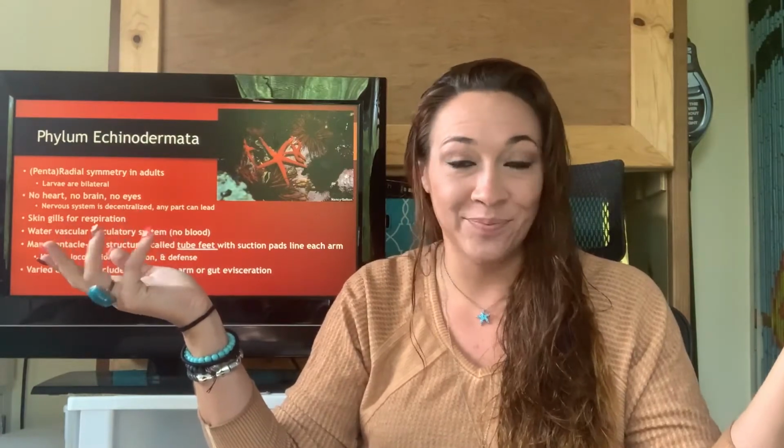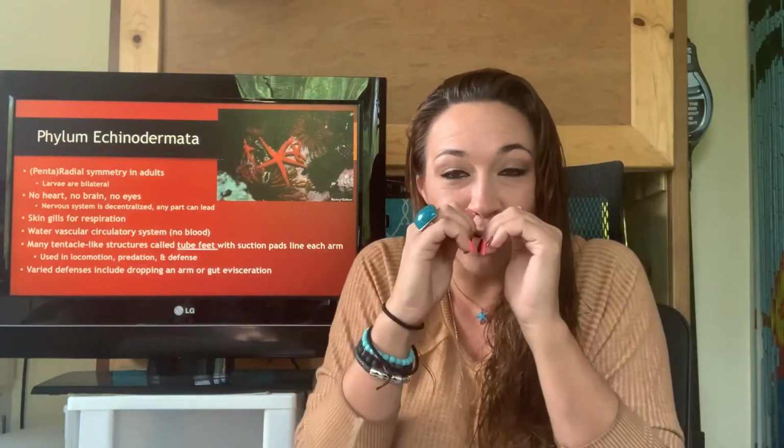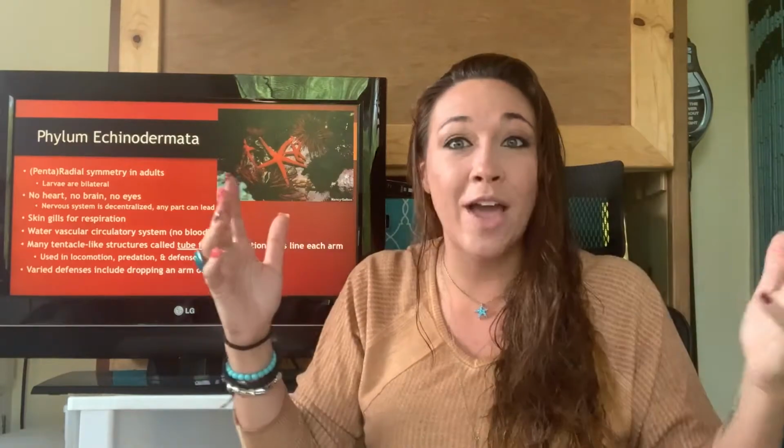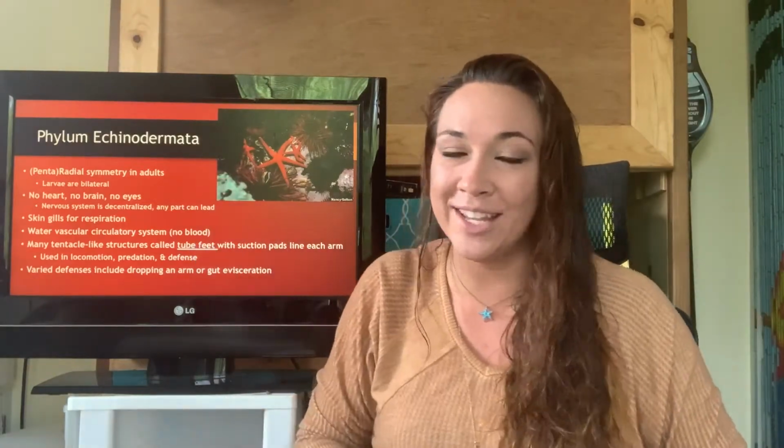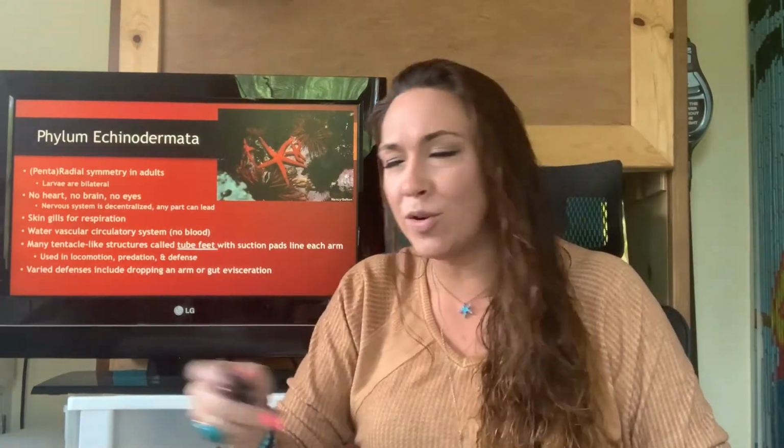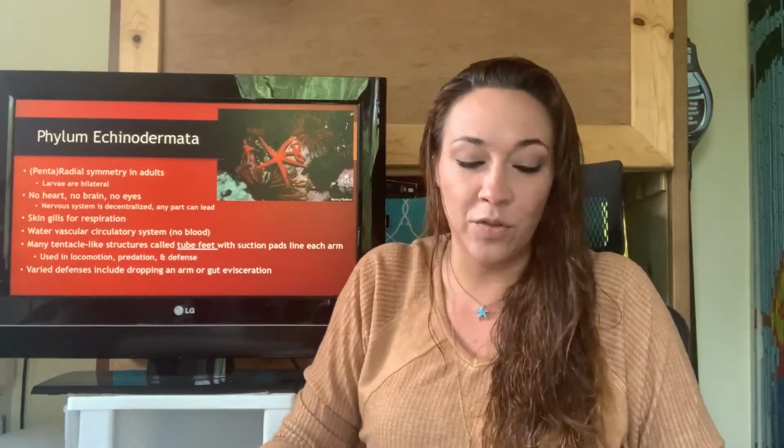Also, say you're a hungry sea star and you want to eat a mussel, right? What they're going to do is use their tube feet to grab onto the shell and pry that shell open so they can get to the mussel on the inside. So the tube feet are used for locomotion, they're used for feeding, they're used for predator avoidance, meaning holding onto that rock. They're used for a variety of different things.